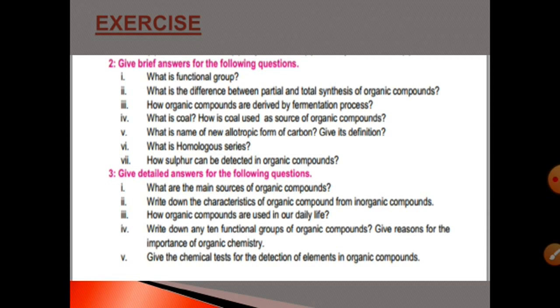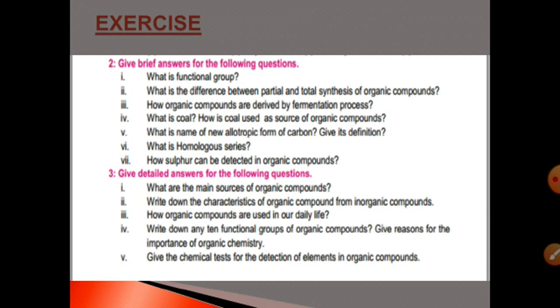What is a homologous series? A homologous series is a series in which adjacent members differ by a CH2 unit. The individual members are called homologs. And you can give the example of the homologous series of alkanes or alcohols.